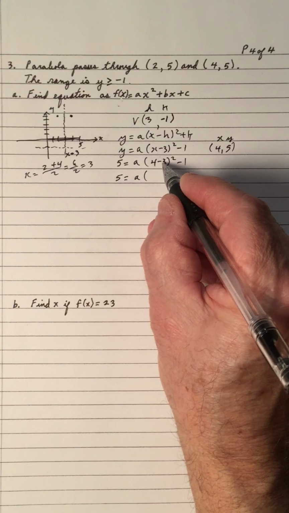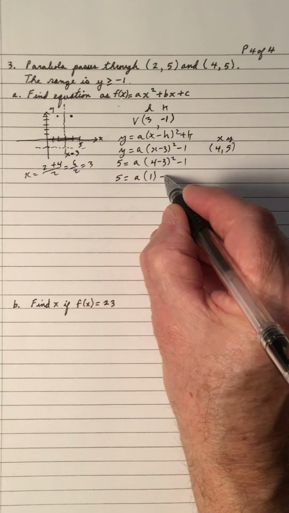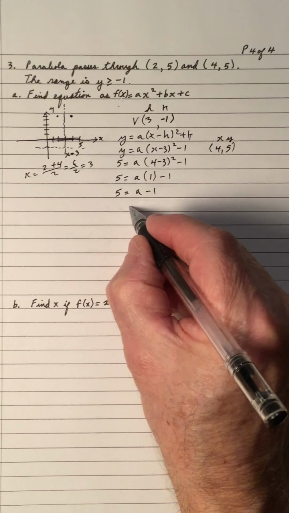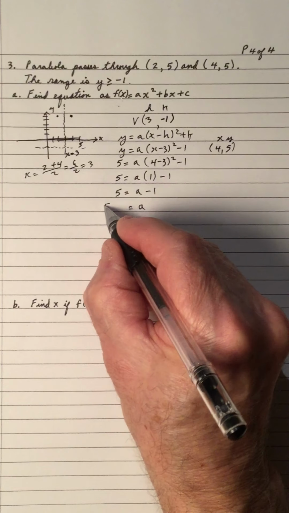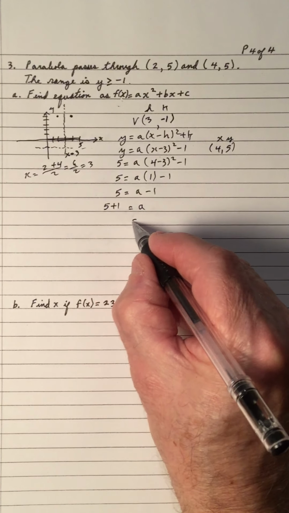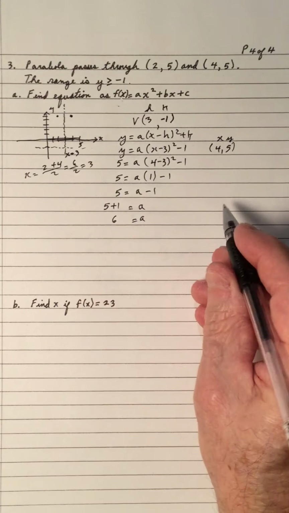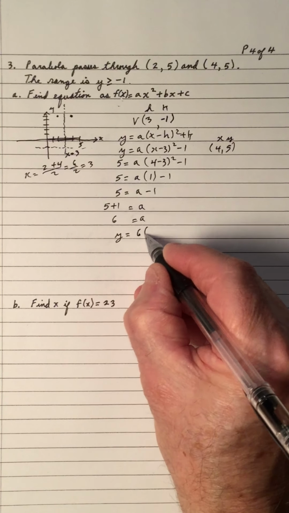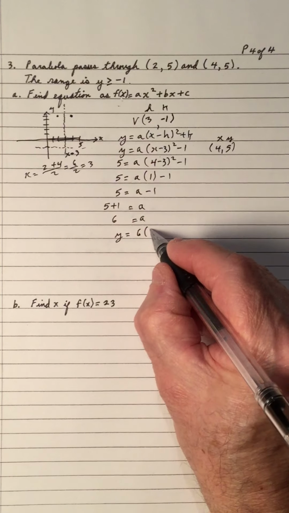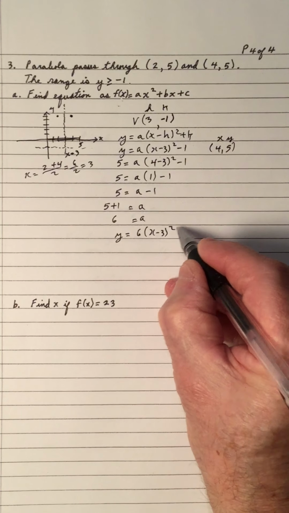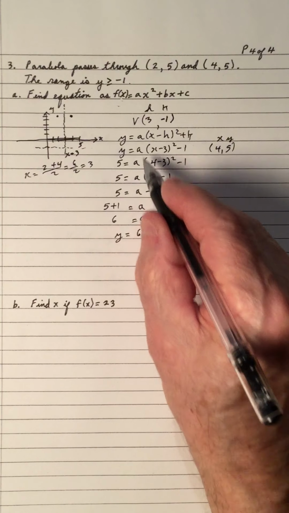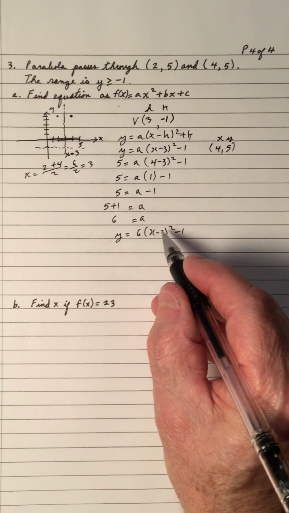So 4 minus 3 is 1, 1 squared is 1. So 5 equals a minus 1. Leave the a where it is and move the 1 over, make it plus. So a becomes 6. So the equation, y equals a is 6, and the vertex is at 3, so that's x minus 3 with a minus 1. So I put a in right here to get this equation.